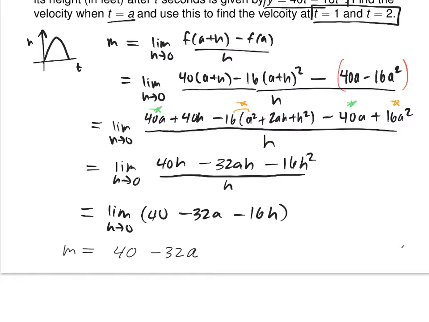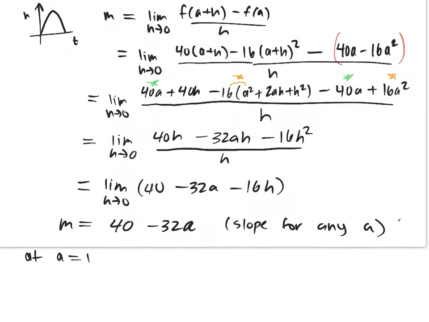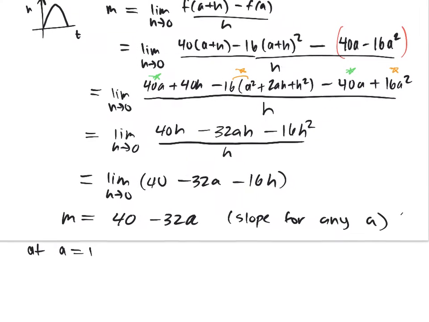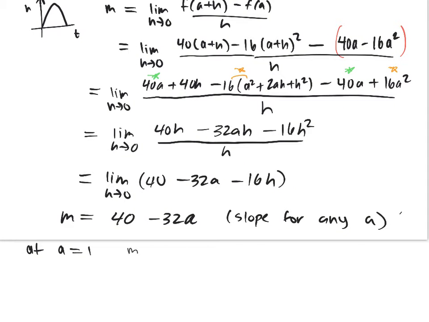Okay. So this tells you the slope for any A. So at A equals 1, or t equals 1, how would you find the slope? Plug 1 in. 40 minus 32, it will be 8.